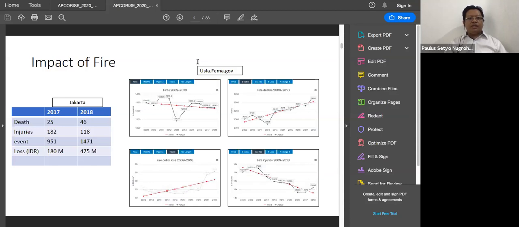Building fires have decreased in the US in the past decade, but losses of life and property increased by more than 25%.